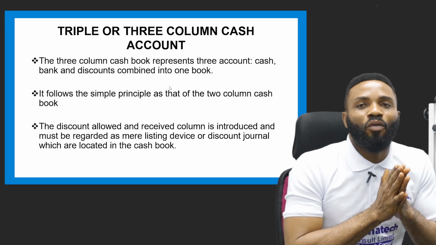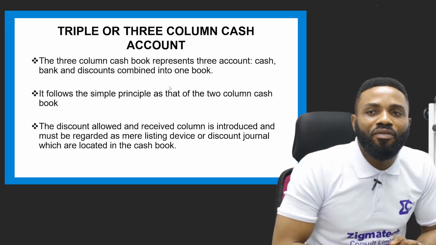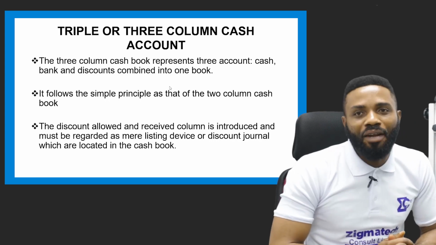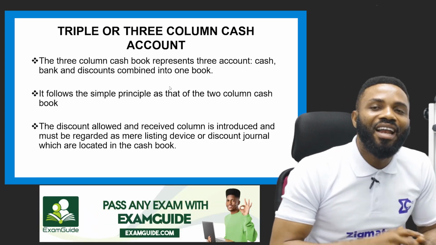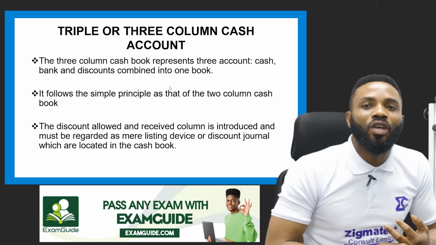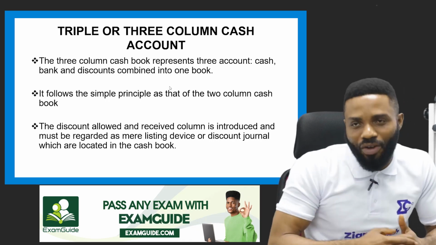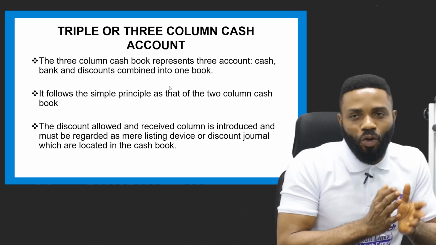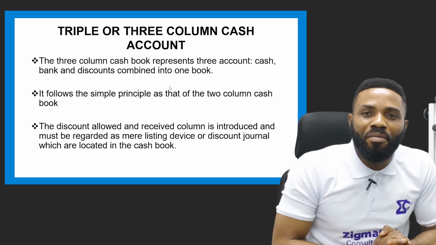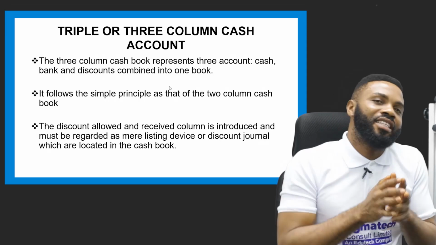And then the last thing I want you to understand under the definition is that the discount allowed and received column is introduced and must be regarded as mere listing device or discount journal, which are located in the cash book. Let me demystify some of these terminologies, because it can get you confused. The first one, what do I mean by listing device?